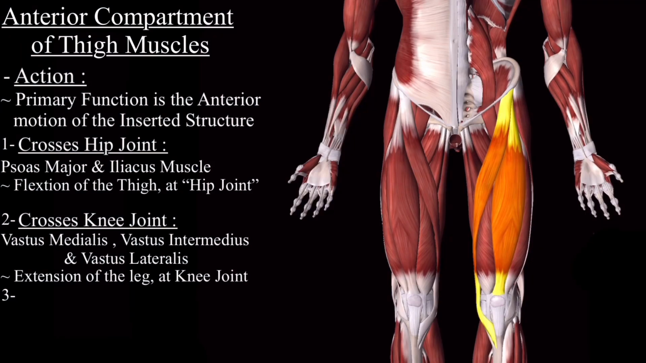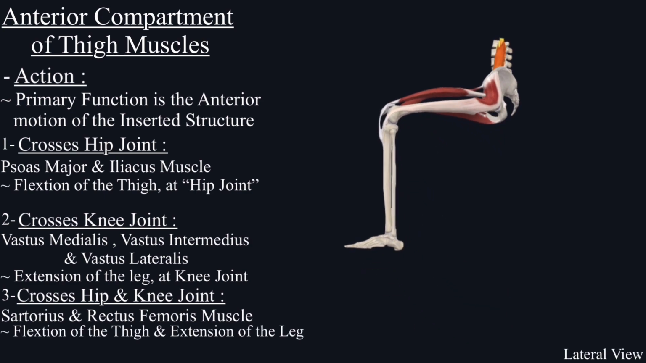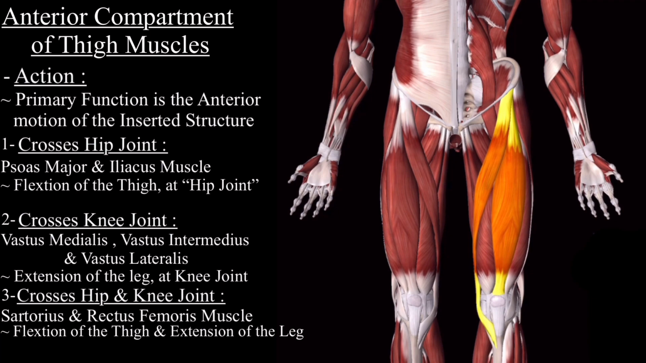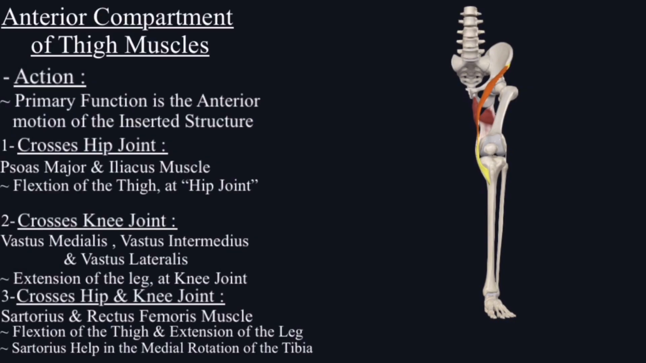The last group includes those muscles which cross both the hip and the knee joint, and it includes two muscles, Sartorius and rectus femoris muscle. And the function of these two muscles is both flexion of the thigh and extension of the leg. And since the Sartorius muscle is inserted on the medial surface of the tibia bone, it also helps in the medial rotation of the leg at the knee joint.